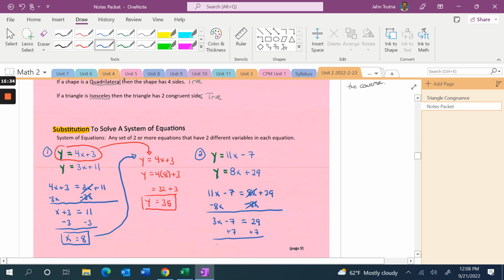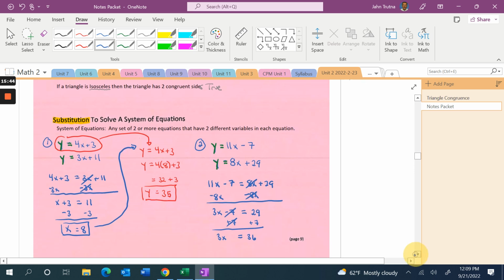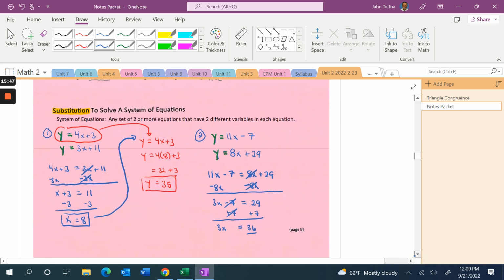I would bring down the 3x. The positive 7 would cancel out the minus 7. I bring down the equal sign. 29 plus 7 is 36. And now I would divide 36 by 3. And I would also divide that 3 by 3. The 3's would cancel each other out. And I would get x is equal to 12. Okay, so that is what x equals. Now remember, that is just half your answer.